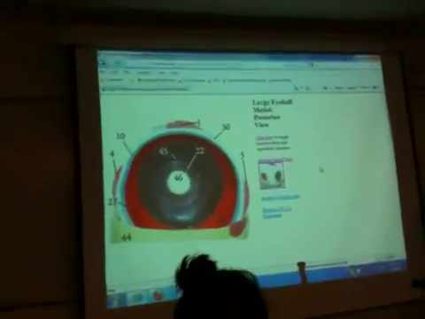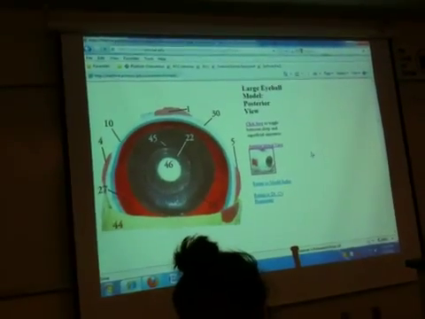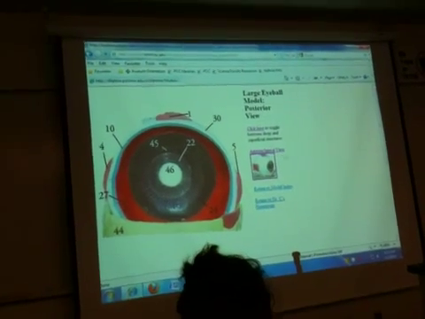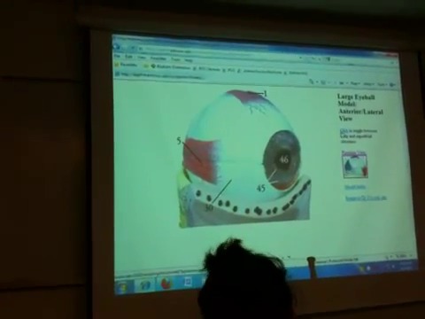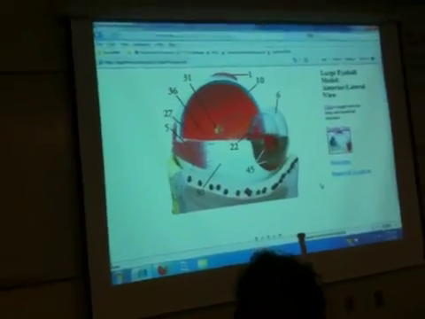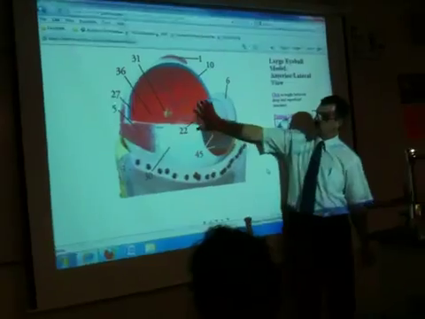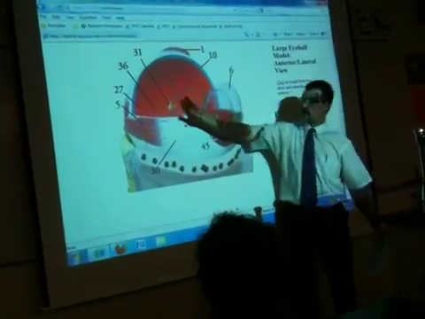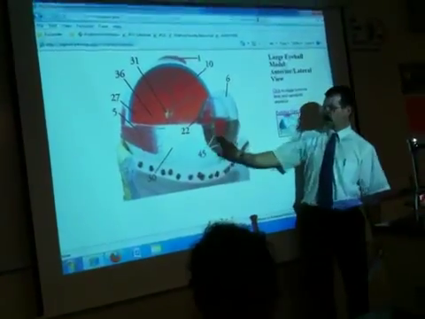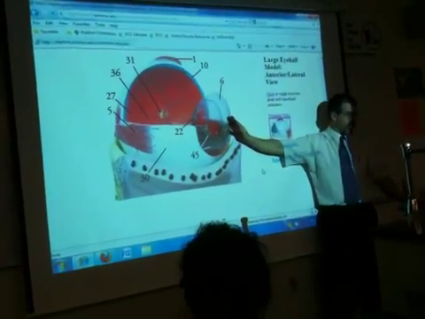Now we're going to name the spaces in your eye. You have to work with me on this one. All right, there we go. Let's go back to this picture. So we have two big spaces in your eye. You have the space in the back of your eye between the lens and the retina. And you have space in the front of your eye between the lens and the cornea.